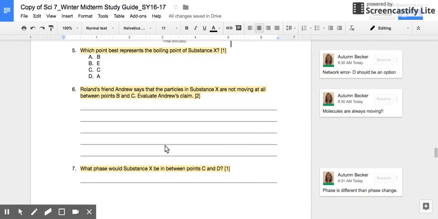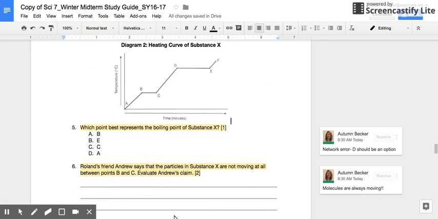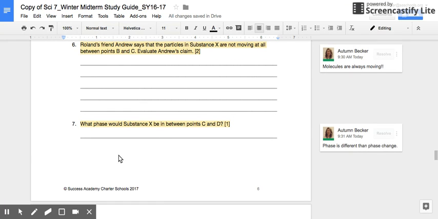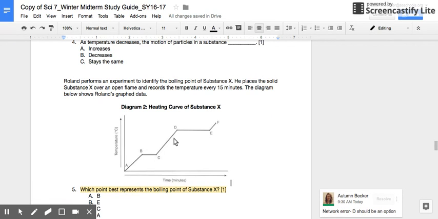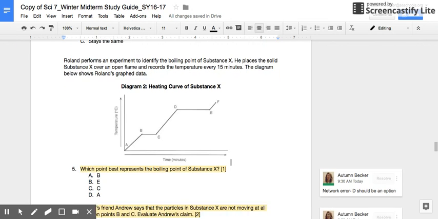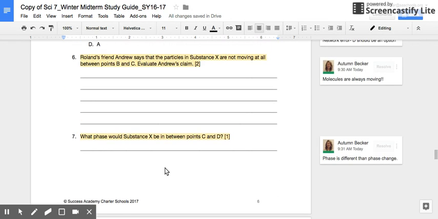And some of you were just confused because you saw the word phase and you weren't closely reading. You didn't see phase change, you just saw phase. A phase is a solid, liquid, or a gas. A phase is a state of matter. A phase change is different. That's evaporation, that's melting, that's freezing, etc. So it says, what phase would substance X be in between points C and D? If you go back up, between points C and D, you're looking at a liquid. And so I should have seen liquid for question number 7.